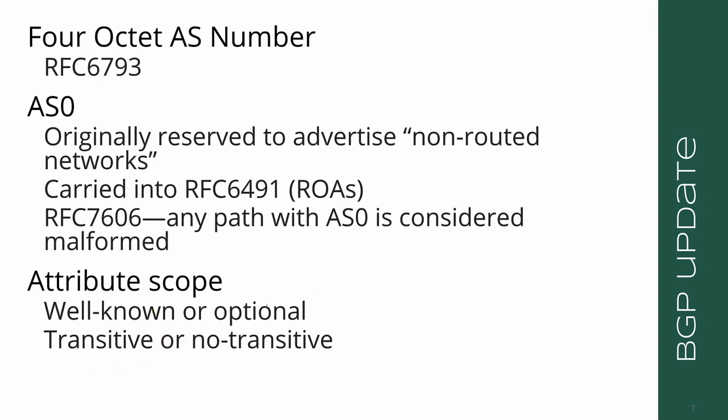Now, there are optionals that are non-transitive. Well, I say that, but there are some, like multiple exit discriminator, that are actually well-known and non-transitive. That means it is well-known, everybody needs to know how to speak it, but you don't normally forward it outside of a single eBGP hop. So there are some that are well-known and non-transitive. You need to pay attention to these and think about whether you're dealing with an attribute that is well-known or optional, and transitive or non-transitive.